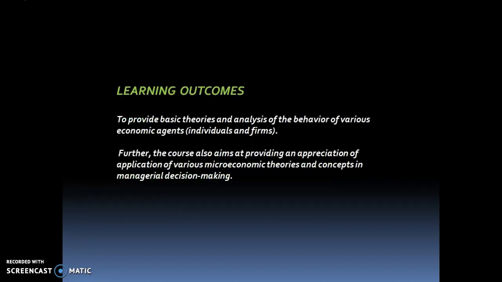Now let's move over to the learning outcomes. The main outcome of this course is to give a proper understanding of the basic theories and analyze the behavior of various economic agents, including individuals and firms. Further, it also aims at applying theories into managerial decision making. So it focuses more on the practical application of the microeconomic theories which you would have probably studied.